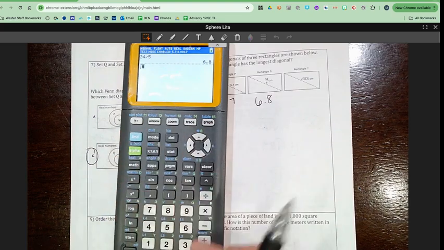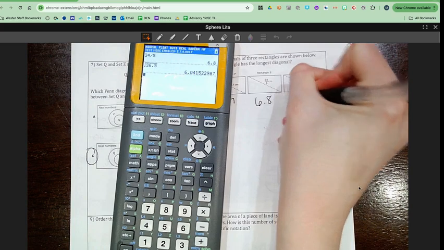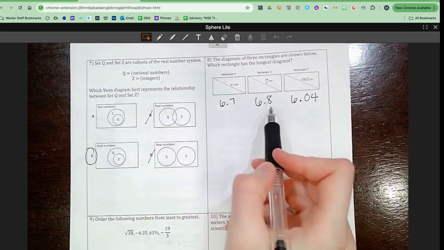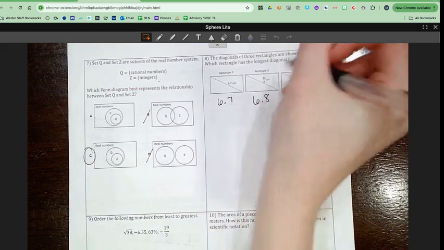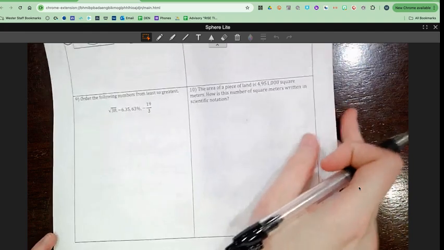So second x squared, 36.5. Which is 6.04. If I just look at the tenths place, this is a 7, this is an 8, this is a 0, so rectangle S is the longest diagonal.